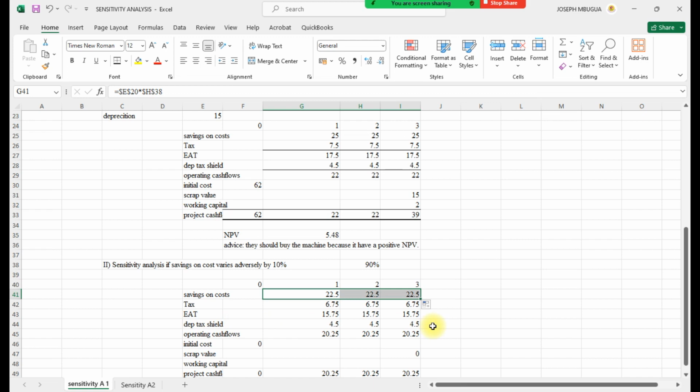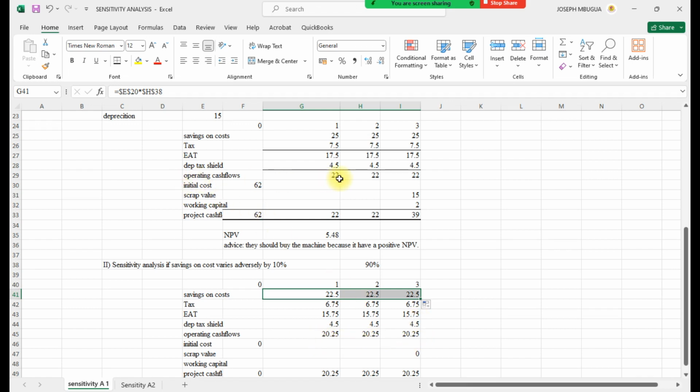Our tax shield, remember it was a constant, that one is not changing. Remember under sensitivity we have said only one factor is varied, and here tax is changing because it is connected with the savings. If savings changes, tax will change, but depreciation tax shield will not change because that one is not connected with savings. So our operating cash flow now will change to 20.25.